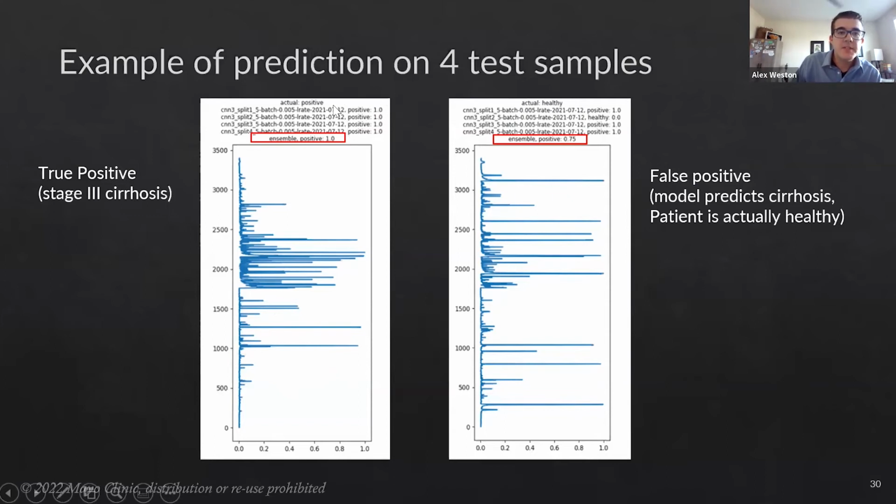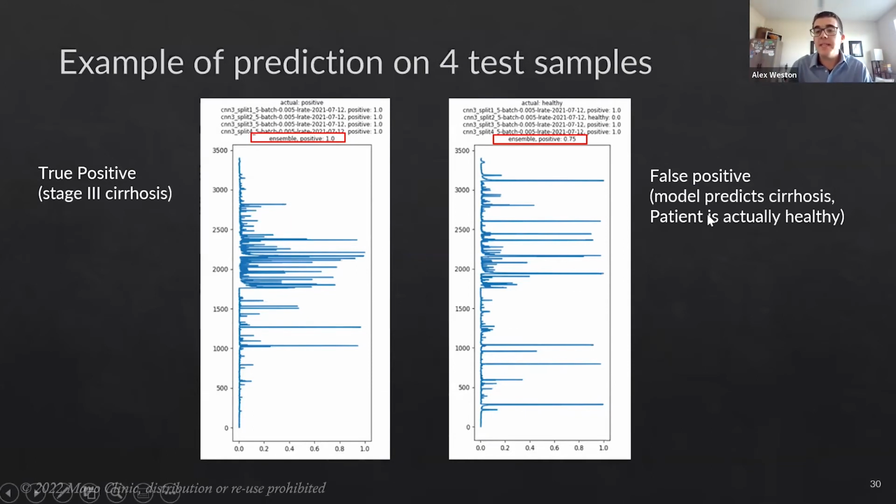And so the one on the left, we have 4 models from our 4 cross-validation splits, or our 4 k-fold splits. And each one is predicting positive, predicting cirrhosis with a score of 1 or 100%. So another way to interpret this is that the model is 100% confident that this patient has cirrhosis. And so when we combine those 4 measures into our ensemble, obviously we get an ensemble score of 100% positive. So this is from a stage 3 cirrhosis patient too, I should mention.